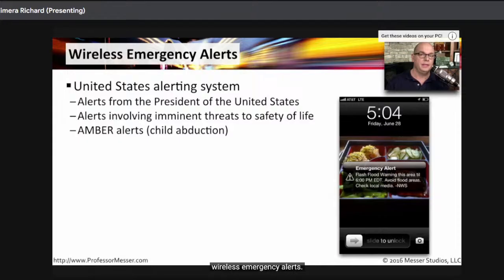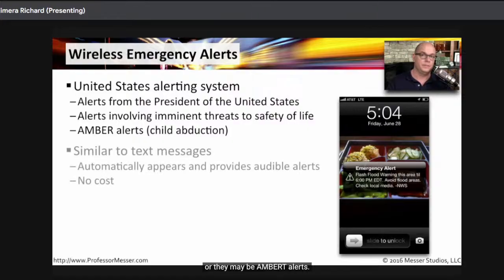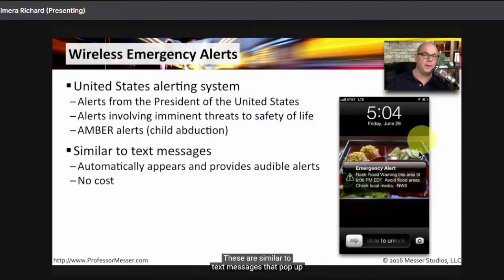In the United States, our mobile devices are configured with a standard method of receiving wireless emergency alerts. These may be alerts that come directly from the President of the United States. They might be alerts that give us information about an imminent threat to the safety of life, or they may be Amber Alerts. These are similar to text messages that pop up on your screen, but there is an audible alert to identify it as a wireless emergency alert. There's also no cost to receive these alert messages.